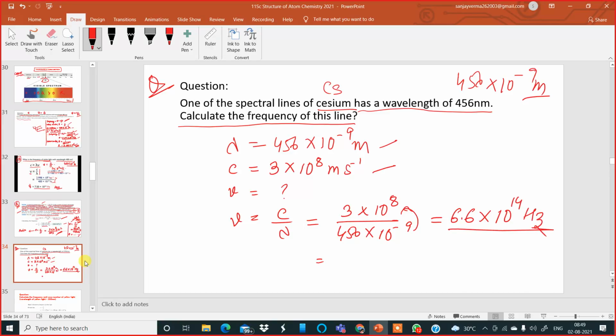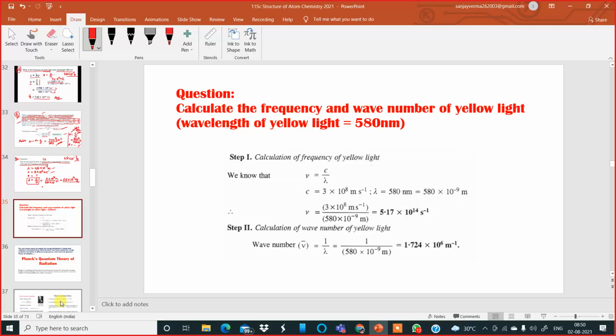Okay, so this is how you must be able to solve simple questions based on the formula v is equal to c by lambda, to calculate the frequency. If the frequency is given, then you can calculate the wavelength. Now moving further to our next question.